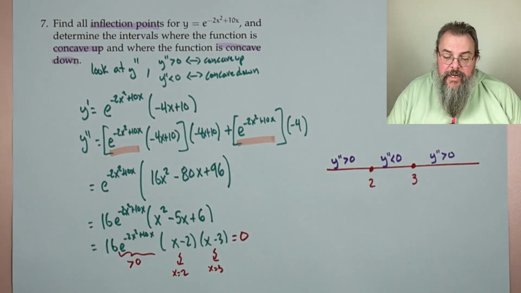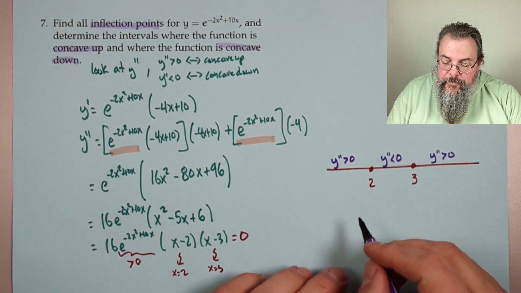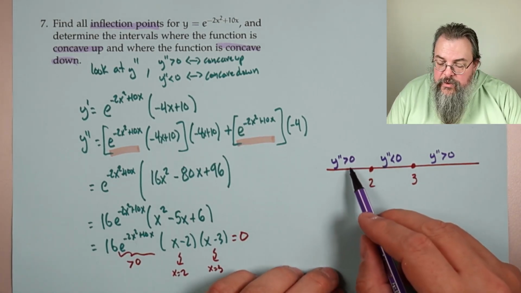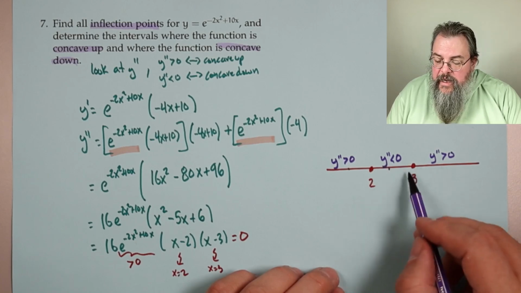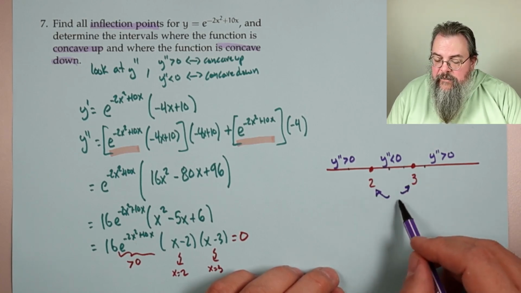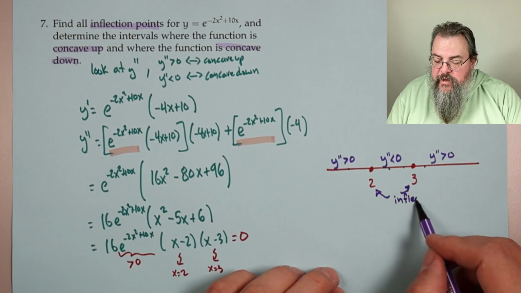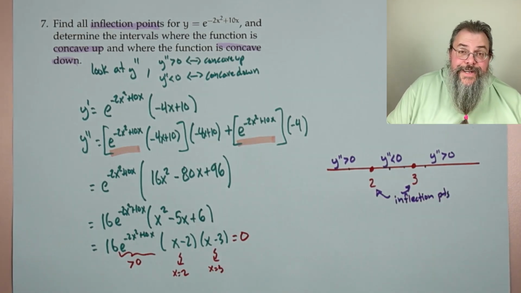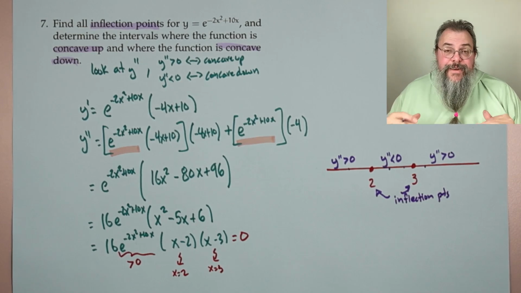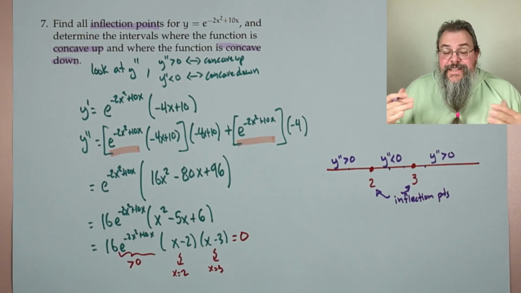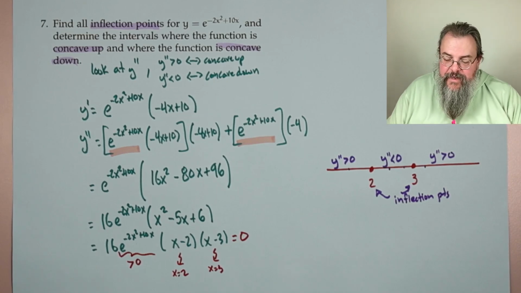Okay, so now we're ready to mark things. So, note that at 2, we do flip the sign, and at 3, we flip the sign. So that says, aha, these are proper inflection points. Now, just because the second derivative is 0 does not automatically make something an inflection point. It makes it a potential inflection point. You have to say what's happening on both sides.